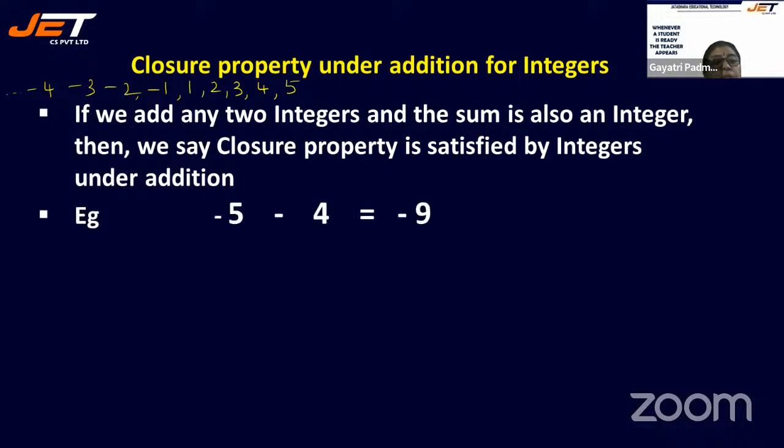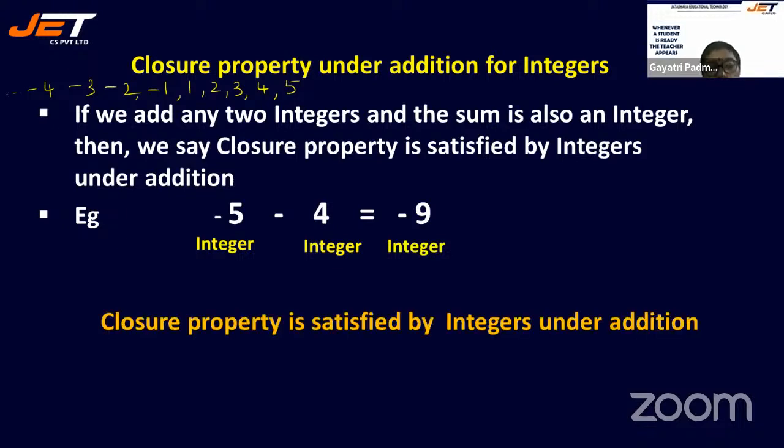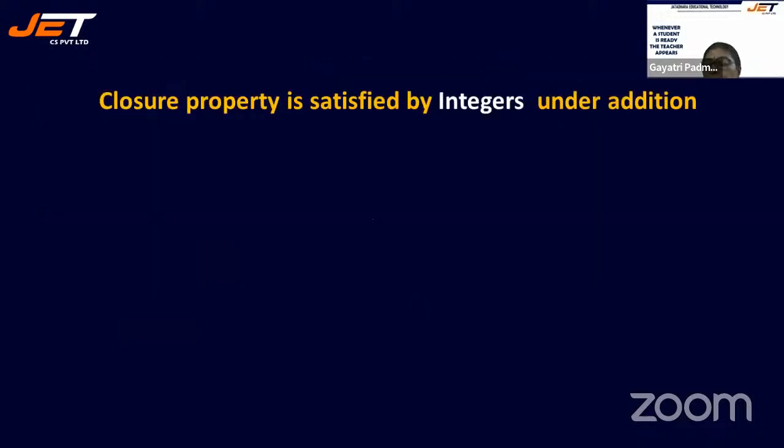For example, you see here, -5 plus -4 is -9. So -5 is an integer, -4 is an integer, and the resultant figure is also -9, which is an integer. So closure property is satisfied by integers under addition. Let's try a few more examples.